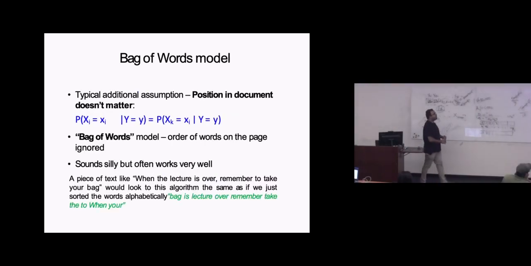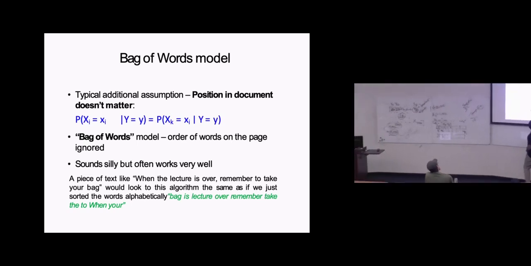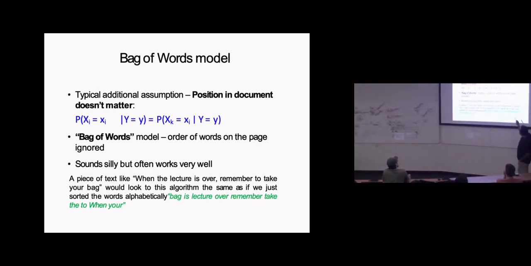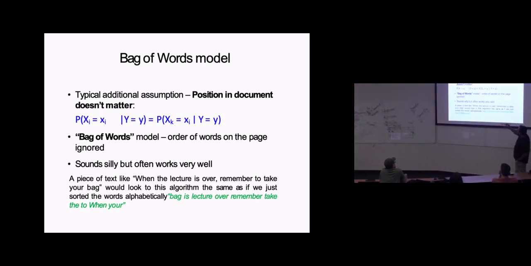So what it means for a bag of word model is that a text like "when the lecture is over, remember to take your bag" is the same thing for the algorithm as "bag is lecture over, remember take the to when here." Bag of word will treat both documents in the same way. It's just a bag of words. If you compute a bag of word representation from this and this, you will get essentially the same values.